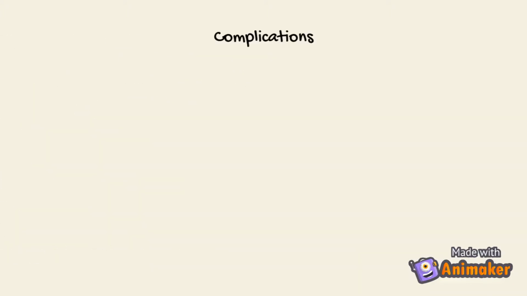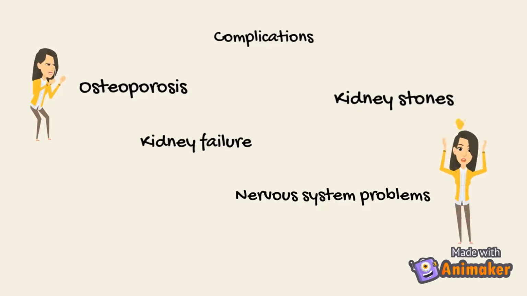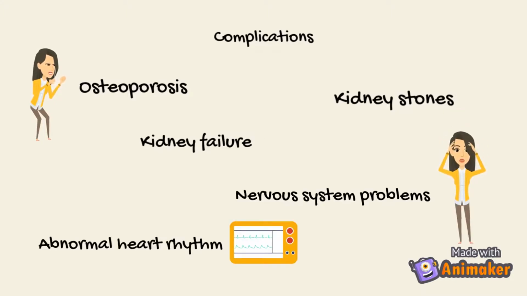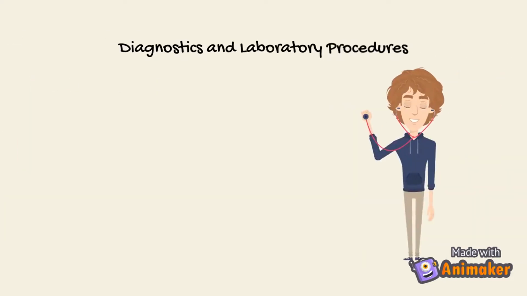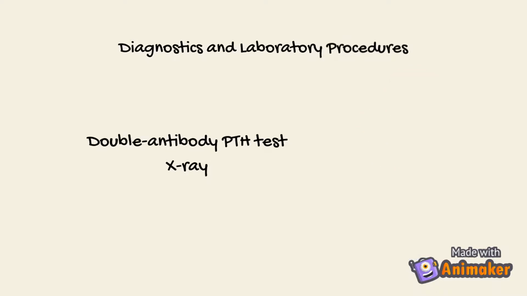The complications may be osteoporosis, kidney stones, kidney failure, nervous system problems, and abnormal heart rhythm. The diagnostics and laboratory procedures are double antibody parathyroid hormone test and X-ray.